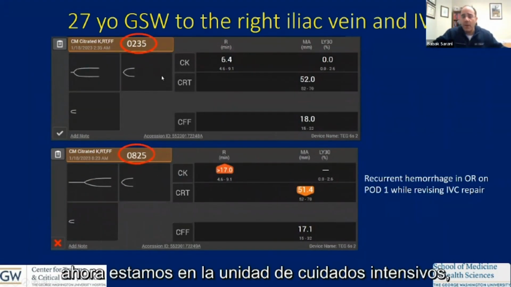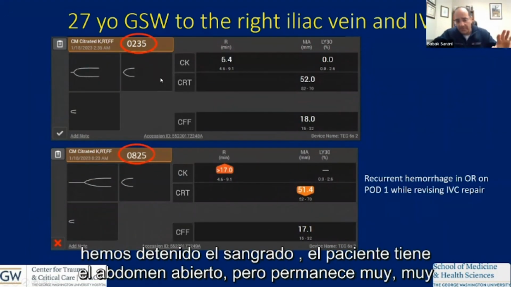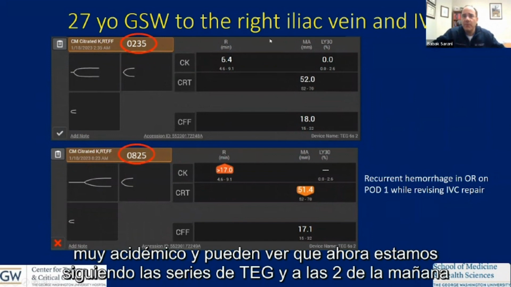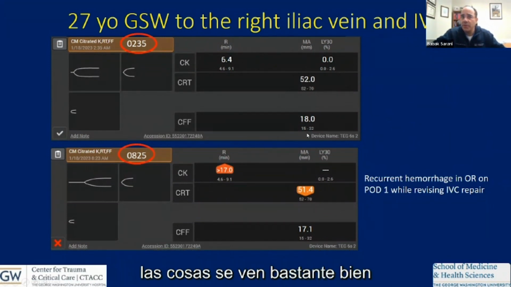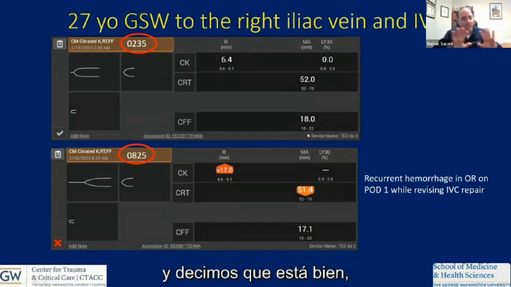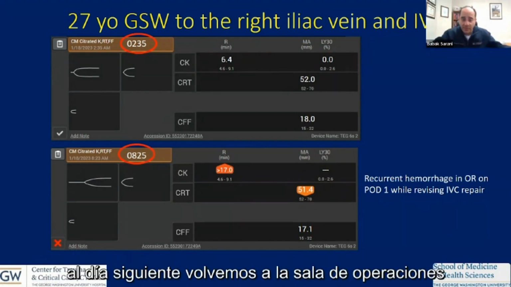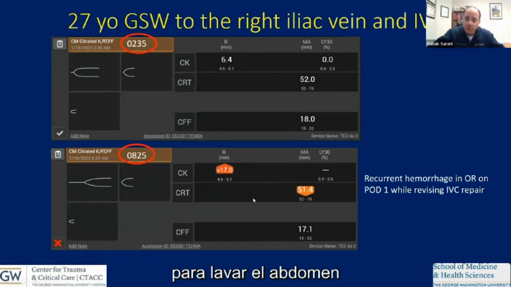Move forward again. Now we're in the intensive care unit. We've stopped the bleeding. The person has an open abdomen, but he remains very, very unstable, very acidemic. And you can see that we're now following serial TEGs at 2 o'clock in the morning. Things are looking pretty good. And so we say, all right, stop. Let's just let the person recover a little bit. We all rest. The next day, we go back to the operating room to wash out the abdomen.